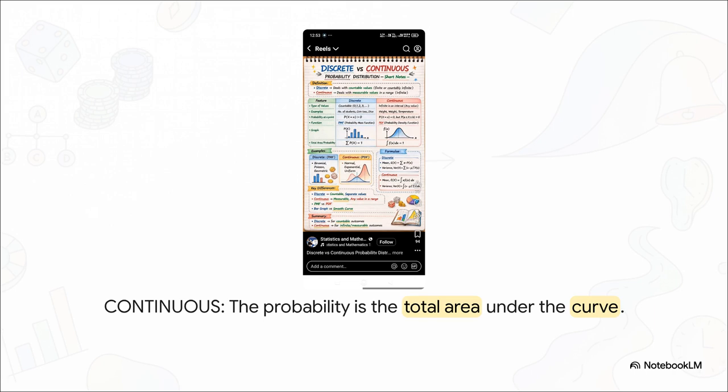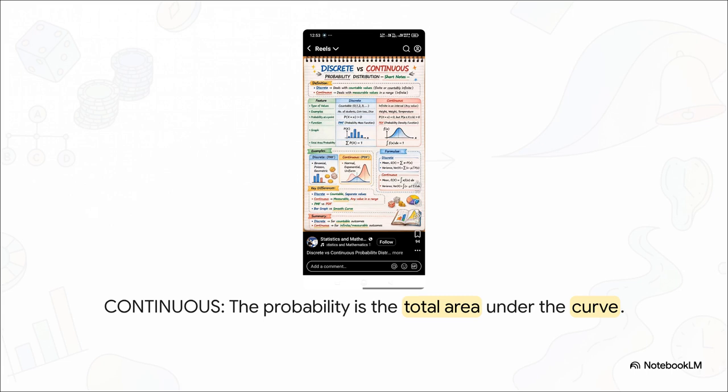And now for the continuous graph. See how different this looks? It's a smooth curve. And here, we don't care about the height at any single point. What matters is the area under the curve between 2 points. So if you want to find the probability of a value falling in a certain range, you calculate the area in that slice. A wider range means more area, which means a higher probability.